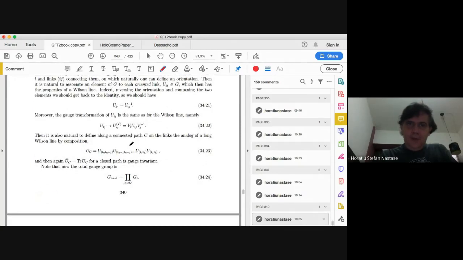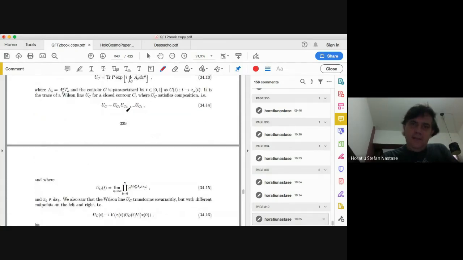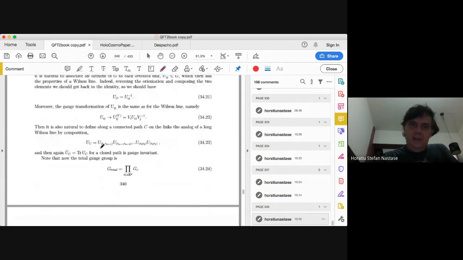Now we can also define along a connected path on the links the analog of a long Wilson line by just composition. So we define the composition of these link elements. U of C is, again, in the same way as we defined here, U of i_n, i_(n-1), U of i_(n-1), i_(n-2), and so on, up to U of i_3, i_2, U of i_2, i_1. Right?